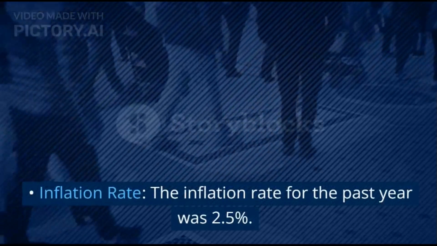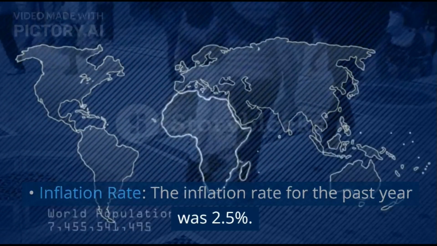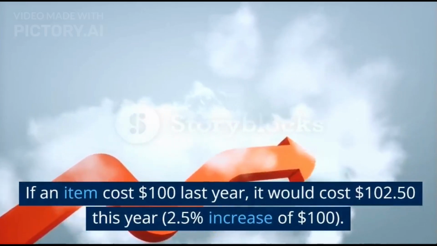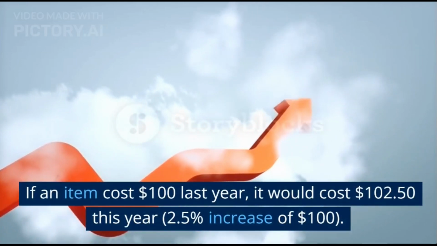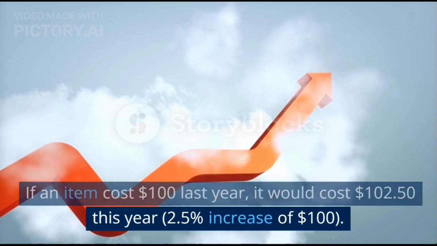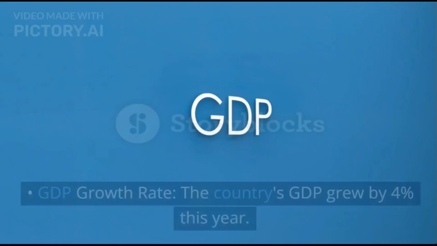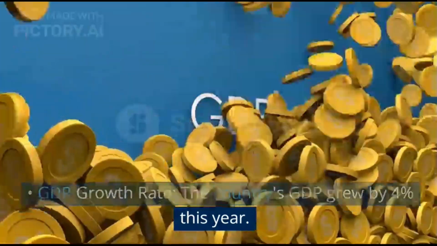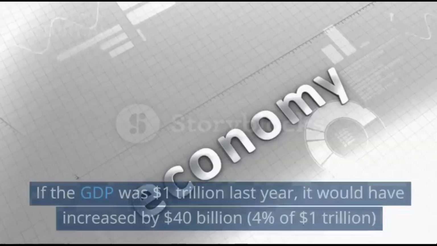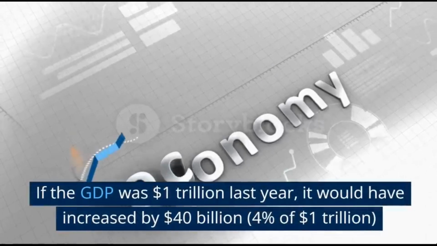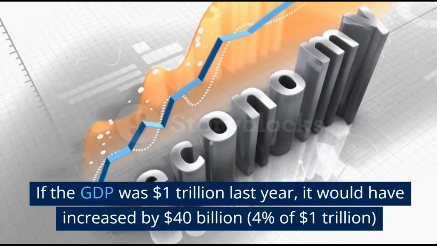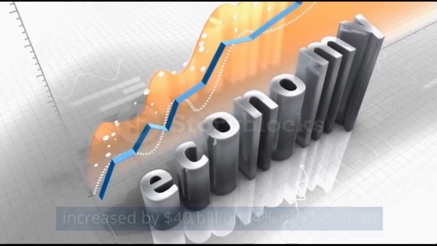Inflation rate. The inflation rate for the past year was 2.5%. If an item cost $100 last year, it would cost $102.50 this year, 2.5% increase of $100. GDP growth rate. The country's GDP grew by 4% this year. If the GDP was $1 trillion last year, it would have increased by $40 billion, 4% of $1 trillion.